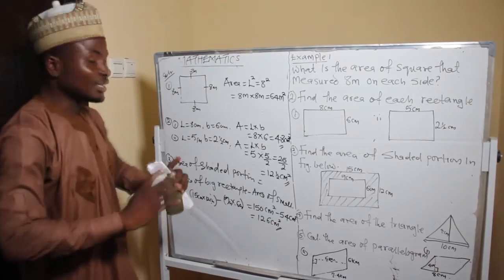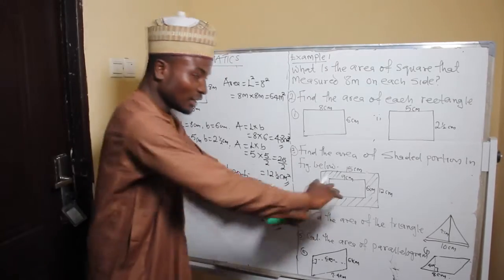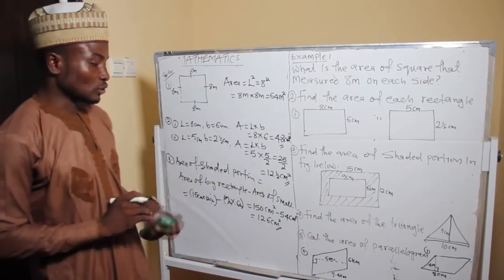So whenever you are asked to find the area of any shaded portion, that is what you are going to do. You find the area of the big one, find the area of the small one, then you subtract. That is all about that.